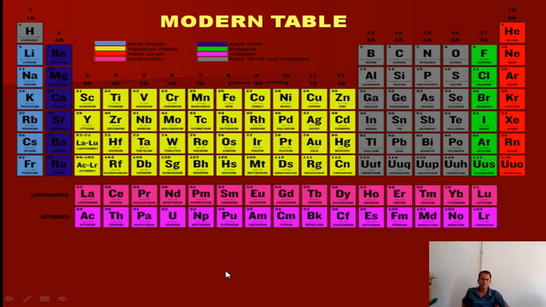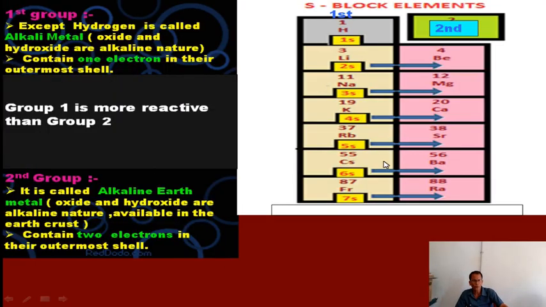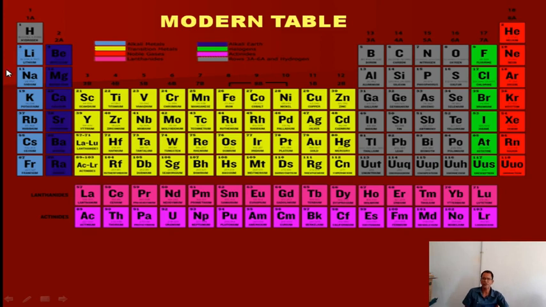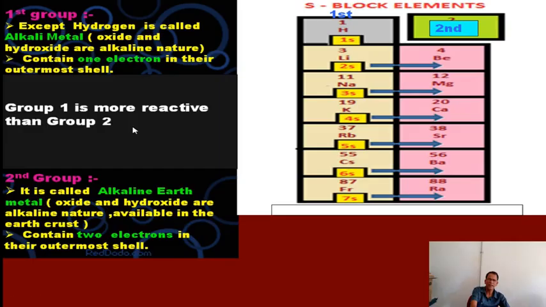So what are the individual groups? Let us discuss. The first group is called alkali metals, except hydrogen.